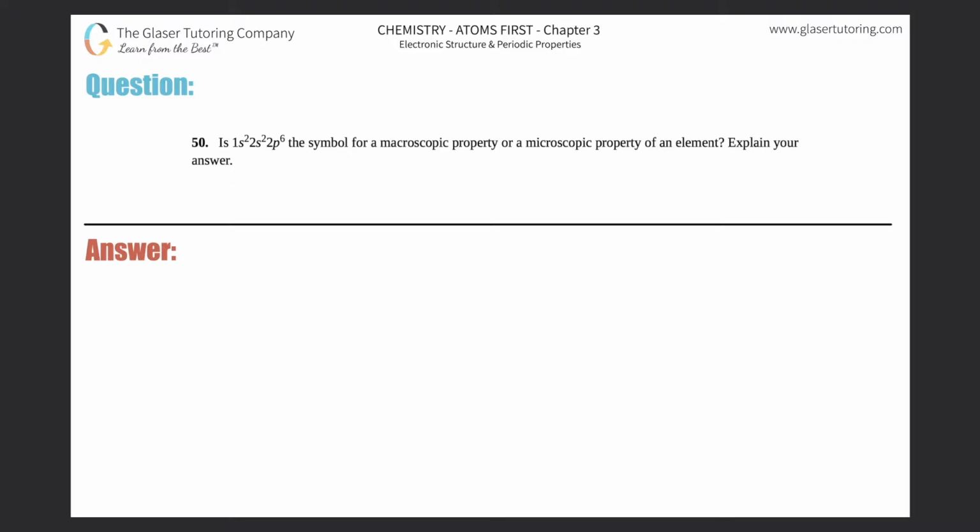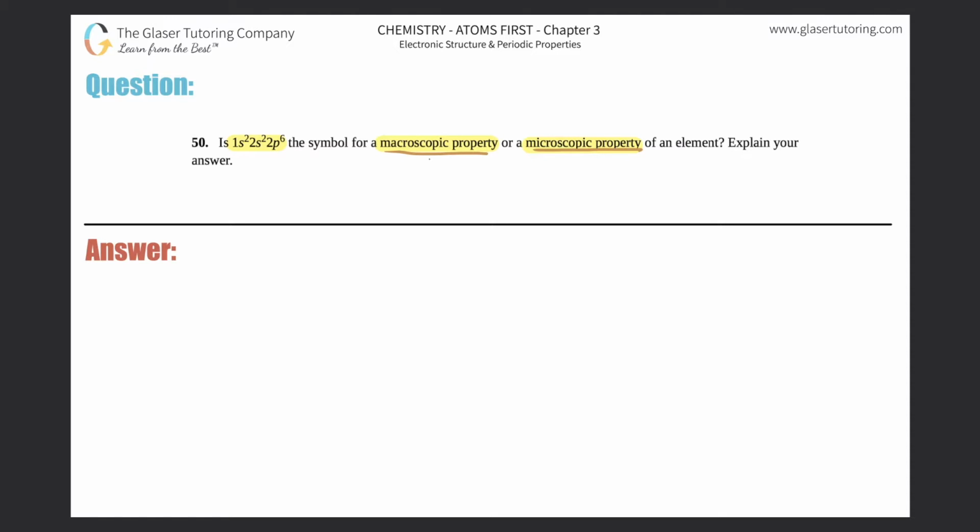Number 50. Is 1s2, 2s2, 2p6 the symbol for a macroscopic property or a microscopic property of an element? And then explain your answer. All right, so this is going all the way back to chapter 1, right? We got to remember what macroscopic versus microscopic means.